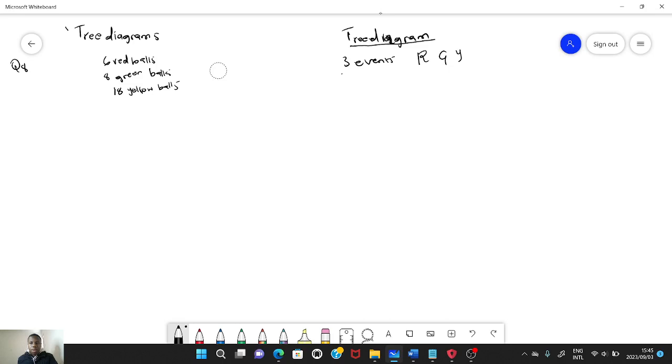Now, what is the probability of choosing a red ball in this case? We have our first choice, so we start with the sample size. How many balls do we have? We have 32. How many red balls do we have? We have 6 red balls. That is the probability of choosing the first ball, which is red in color.